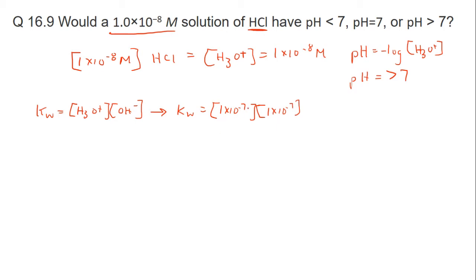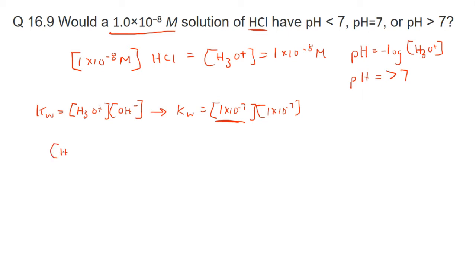So for this question, because our concentration of HCl is so low, this is a case where we do have to take into account the concentration of hydronium just from the autoionization of water. And so let's look at that.